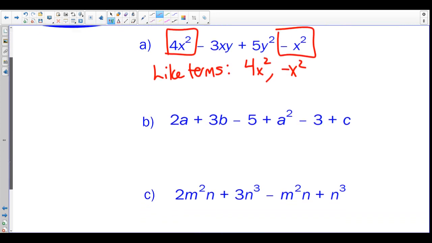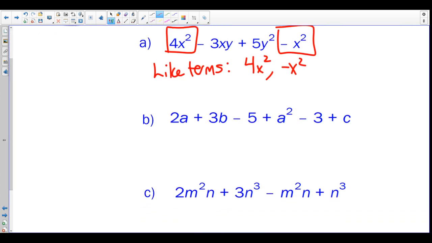The next question is 2a plus 3b minus 5 plus a squared minus 3 plus c. Again, we're going to put a box around the stuff that makes like terms. 2a. Is there anything else in there that would go with 2a? Nope. A squared is not the same because it's squared. 3b. Is there another term in there with a b in it? Nope.